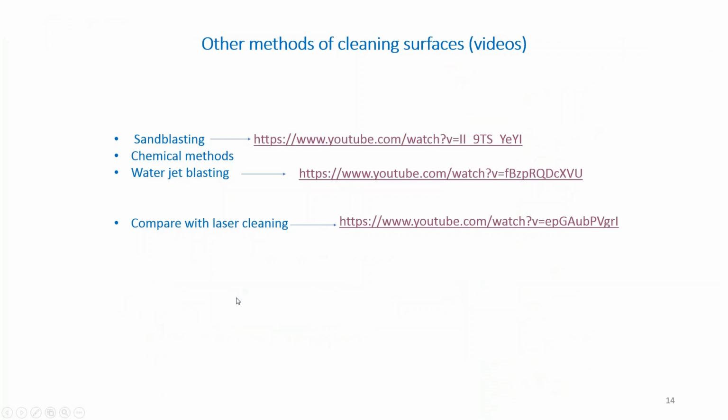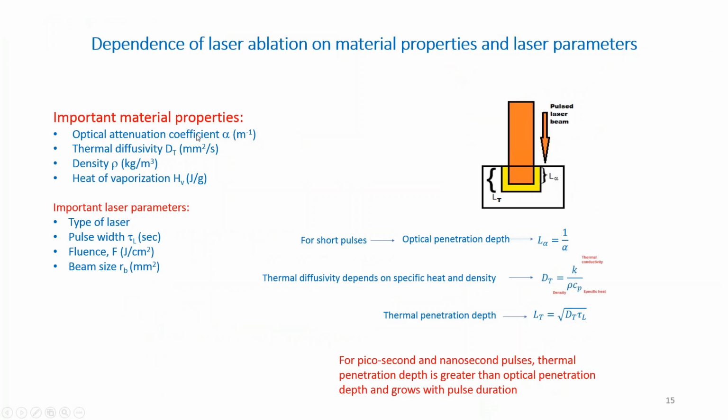Okay, moving on. So let's now go a little bit into the physics of what is going on: dependence of laser ablation on material properties and laser parameters. This deals with the physics of laser ablation and laser cleaning. So what are the important material properties? It is the optical attenuation coefficient, alpha. So how deep does the beam penetrate into the surface? That is determined by the optical attenuation coefficient, and there is this parameter L alpha, which is the optical penetration depth, which is 1 over alpha.